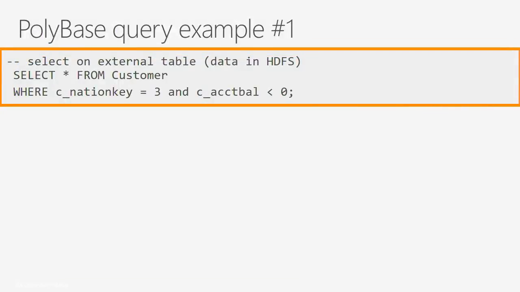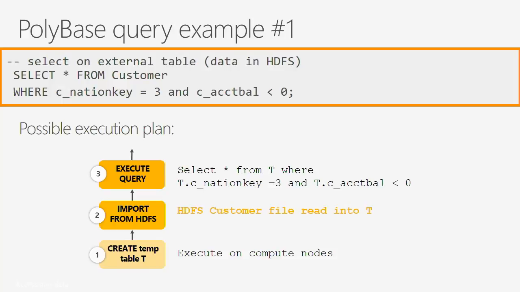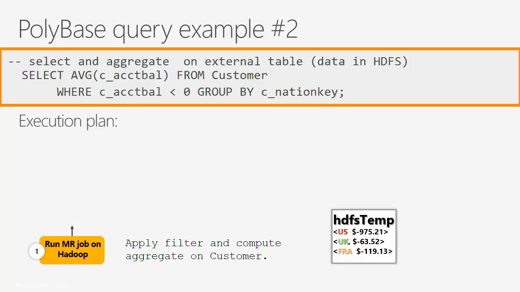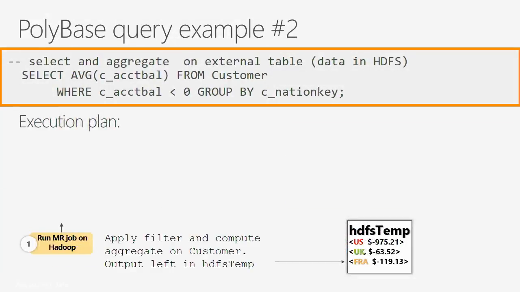So just what does it look like? We do a select star. One possible plan is you just create a temp table out of Hadoop, pull that stuff in, and then actually at the SQL level do the filtering. Or we could do the aggregation on the external table. So in this example, the optimizer has chosen to say, hey, let's let Hadoop do some of the filtering and aggregation. And then once that's done, we can pull that into SQL into a temporary table.